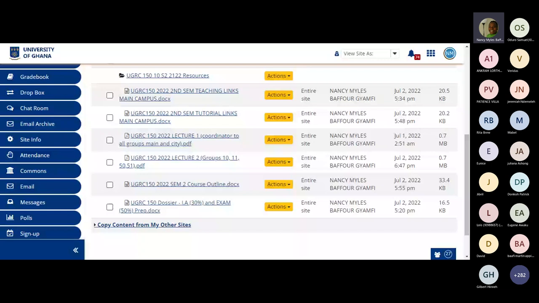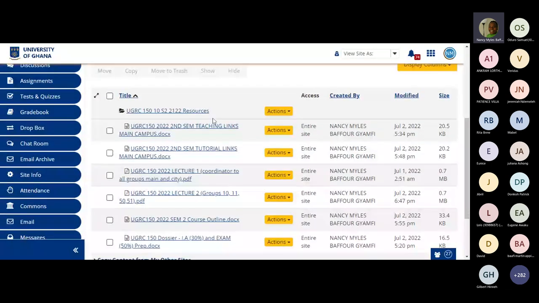And that's what I'm showing you. Very important that we can take up the content. So I'm here. I said, look at this. At resource two, when you open it, this is what you see. UGRC 150 2022 second semester teaching links for main campus. If you open this document, you see all the links for all lecturers of this course. There are seven of us, and each lecturer is doing two different groups, I think, with the exception of one of our colleagues who cannot do two for some other reasons, okay?